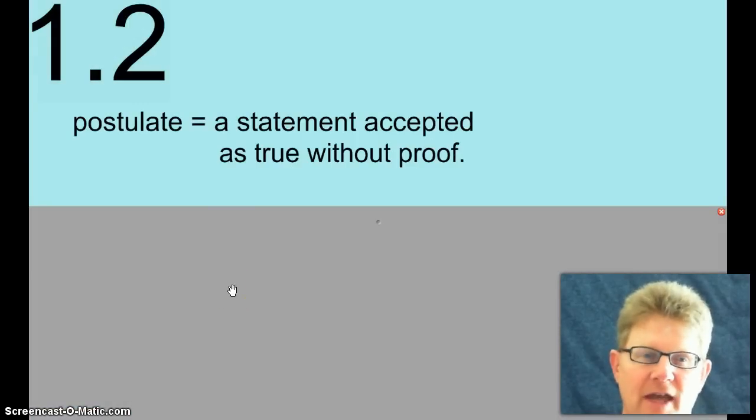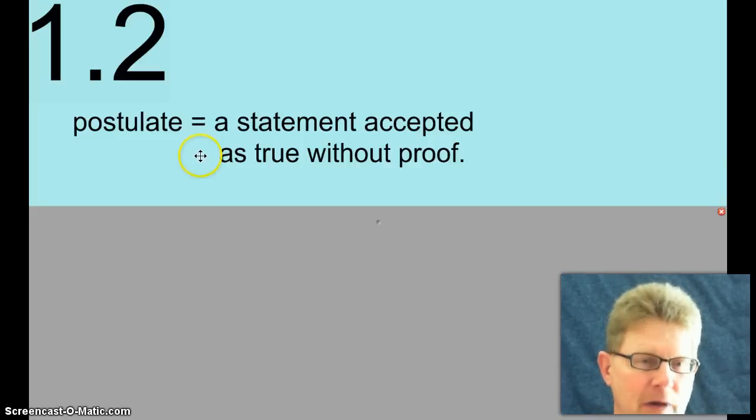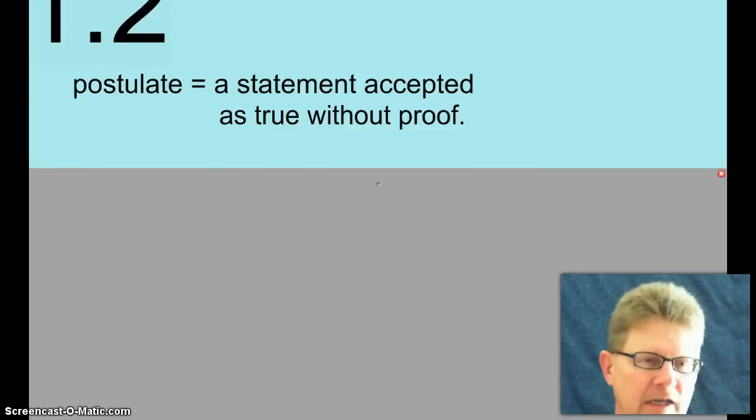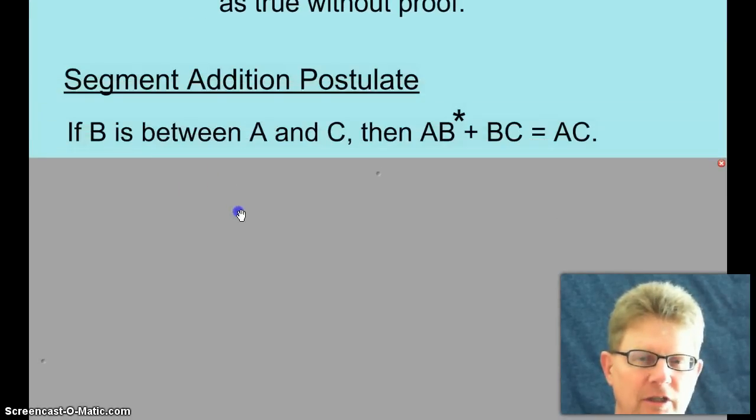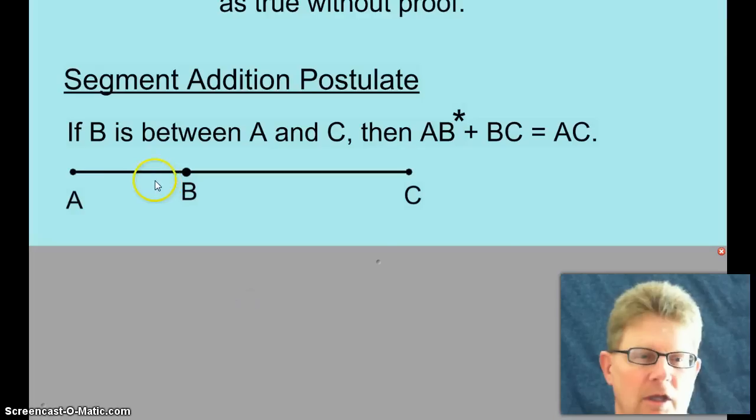Oftentimes we're going to notice that we start out with a definition and we end up with a postulate or theorem, and then we do some practice, and that's the case with this one. Here's the definition. A postulate is a statement accepted as true without proof. And here is your first postulate that you're going to accept as true. If point B is between A and C on a line, then AB plus BC equals AC. The first part, AB, plus the second part, BC, equals AC, the whole thing.